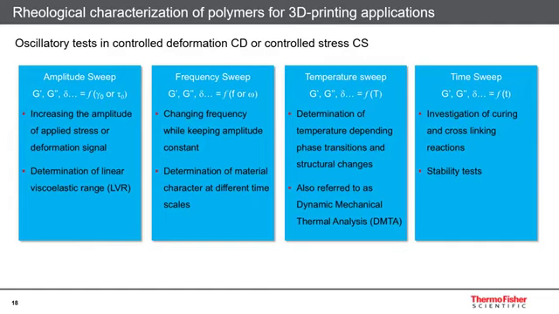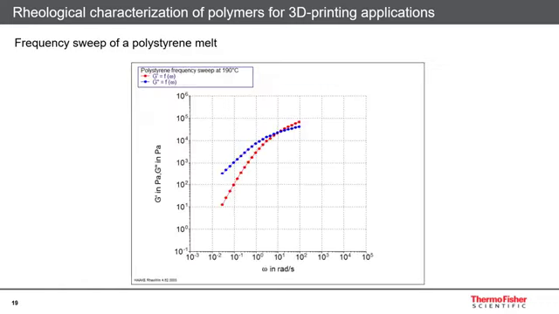Temperature sweep tests reveal the behavior of a material at different temperatures. Those tests can be used, for instance, to determine characteristic transitions, such as melting and crystallization. Time sweeps are usually used to investigate thermostability or to follow curing and cross-linking reactions.